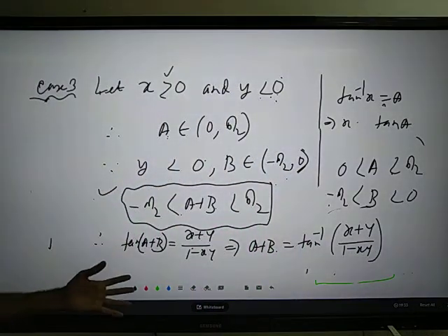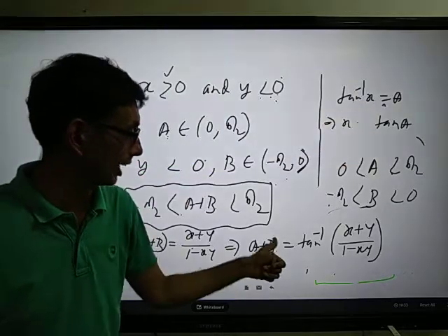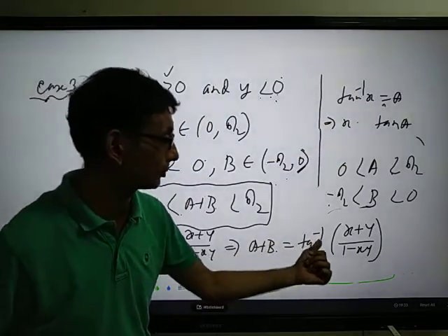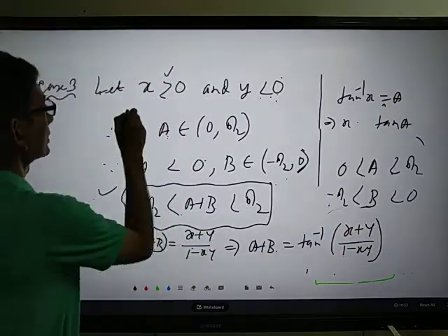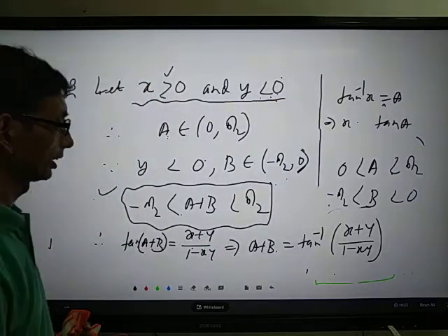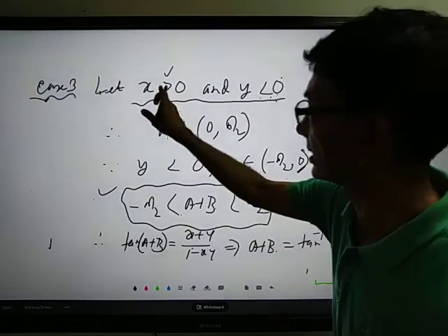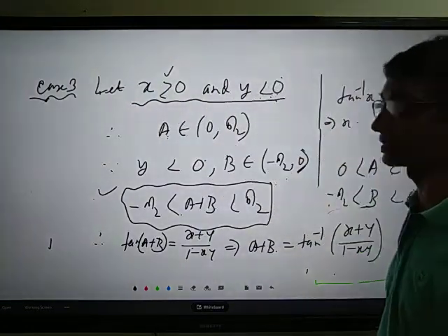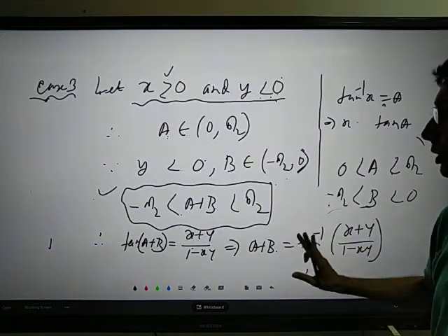Simple proof. Then you need to replace the values of a and b. A is tan inverse x and b is tan inverse y. Therefore, tan inverse x plus tan inverse y is equal to tan inverse of (x plus y) divided by (1 minus xy), in case x is greater than 0 and y is less than 0. I hope you can guess the fourth case. What will be the fourth case? That is x is less than 0 and y is greater than 0. That is left for you because that proof will be exactly similar to this.